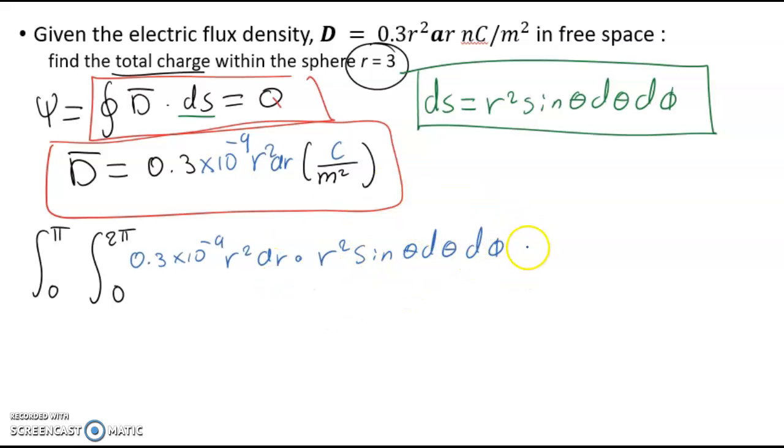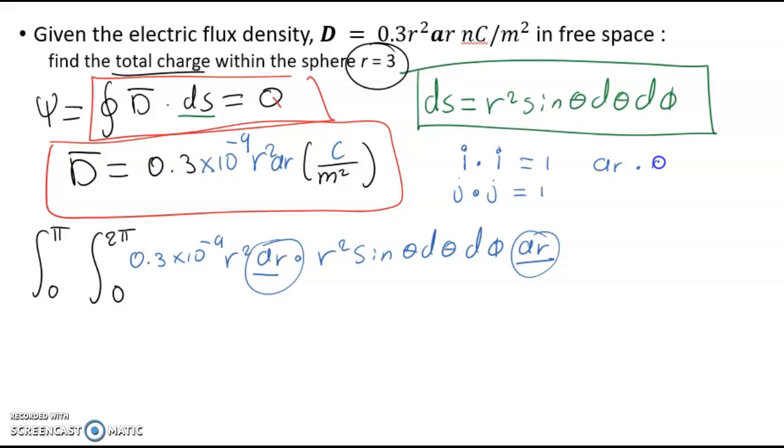Now, this is also in the a_r direction. How do we eliminate that? Well, we see there is a dot product here. We can make the dot product between these two, and since they're going in the same direction, it's equal to 1. Similar to what happens when we dot product i with i, it's 1. j dot j is 1. So a_r dot a_r is 1. We just erase them from here.